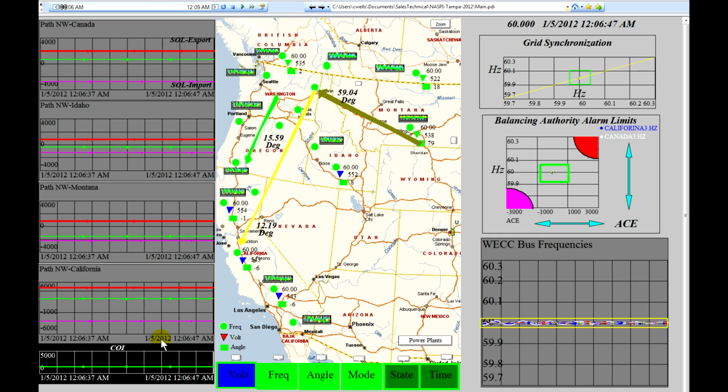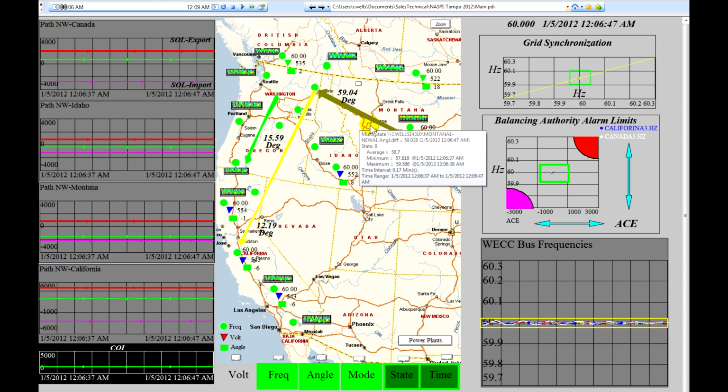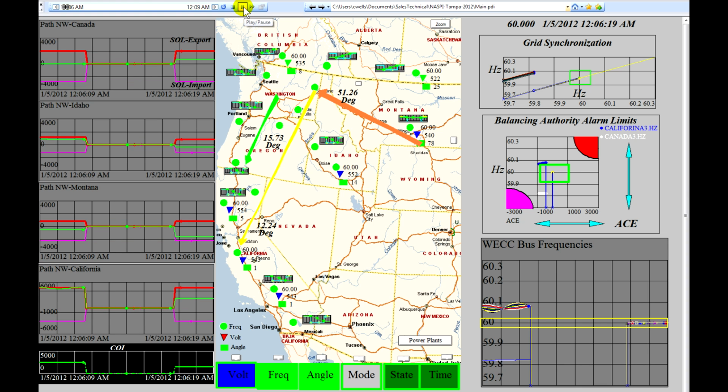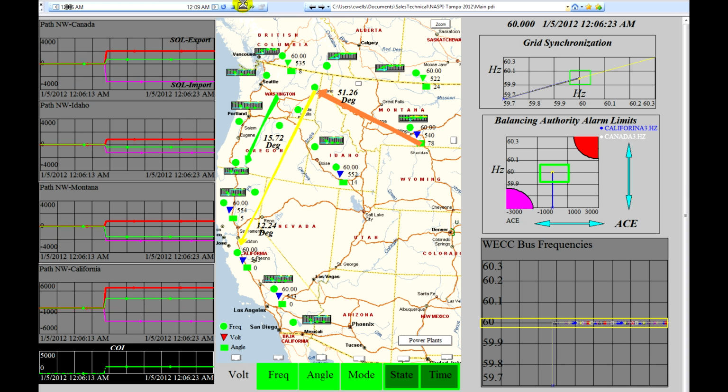And we'll jump back now to the main page and continue the event, but we still observe that there's a very high angle difference between Northwest Washington and Montana. We'll start the system back in the playback mode, and we'll observe the event again, and we'll take a look at the frequency issues in the grid.